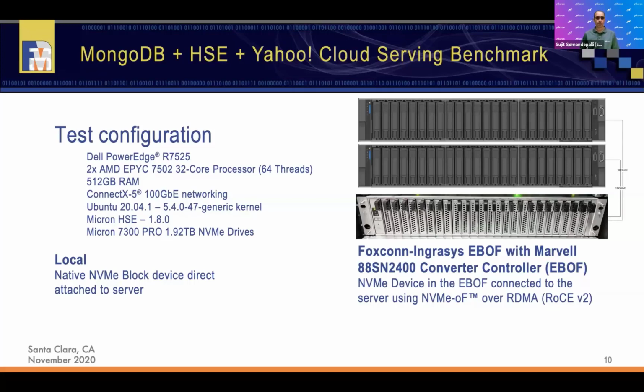There were two primary configurations that we used. Local, where the Micron 7300 Pro NVMe drives were directly connected to the server and provided database storage. The second configuration was with the EBOF, where we used the Foxconn and Ingrasys EBOF to provide NVMe over Fabric connectivity to the servers. We had 4 drives connected to each of the servers, and because of the versatility of the EBOF, we were able to connect multiple servers to perform parallel testing.